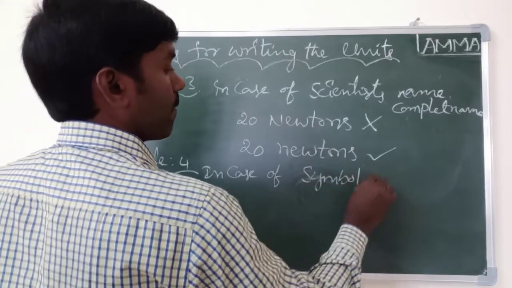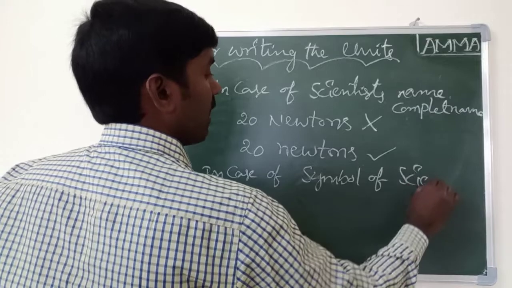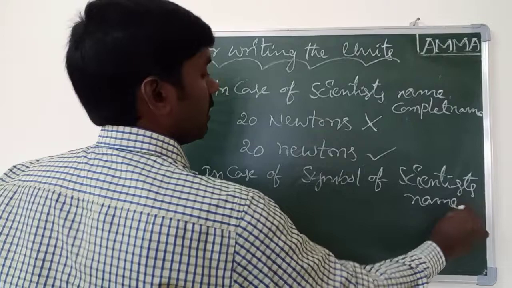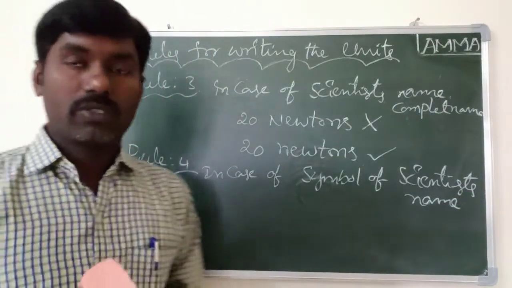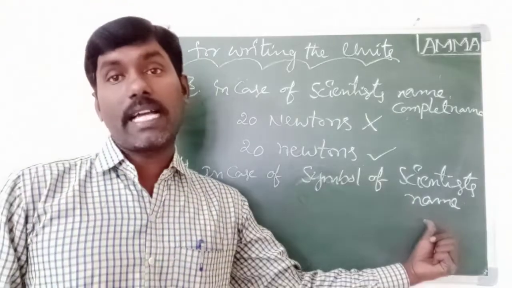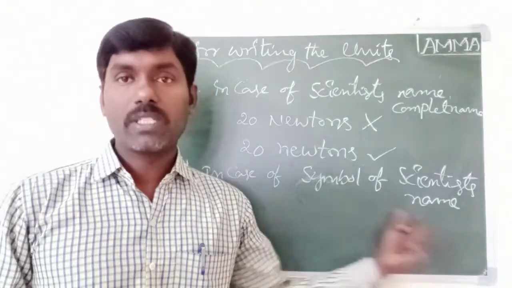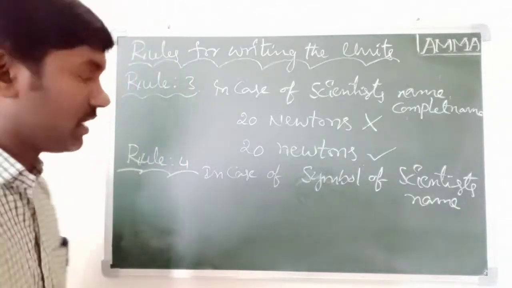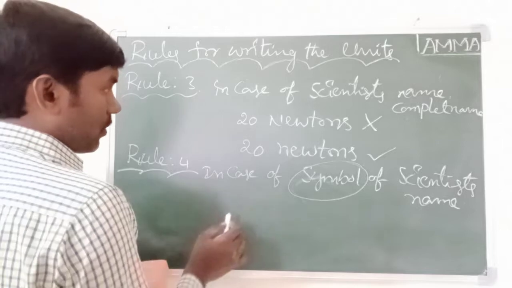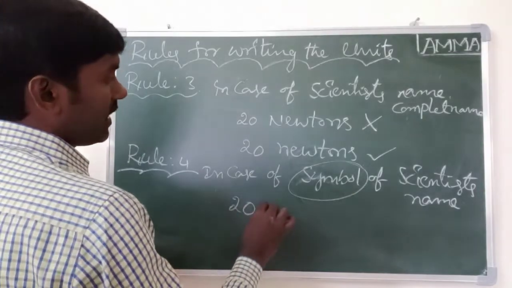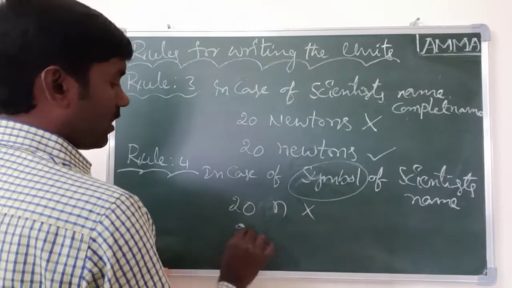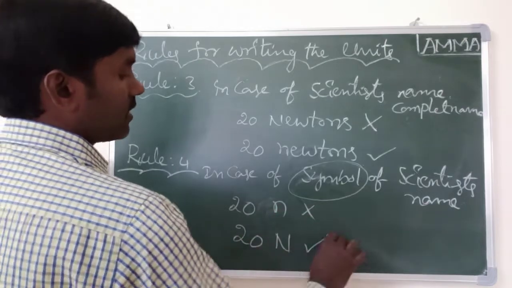Symbol of scientist names. Students, when you go to write the unit of any physical quantity which is a symbol of the scientist names, how do we write this one? Only the symbol we are writing, specifically I mentioned here a symbol. So for suppose, 20 newtons with a small n is wrong, and 20 N, capital letter, is the right answer.